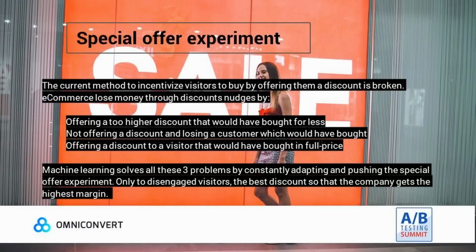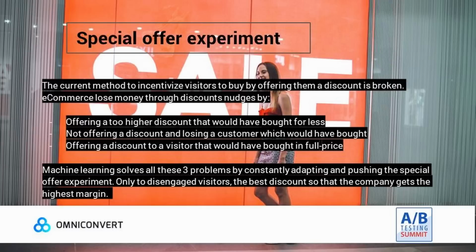Another kind of experiment that could be automated is the special offer experiment. So let's realize something. Marketeers who prompt their visitors with a 10% or 5% or 18% discount to incentivize them are always losing money because of three facts. First, they might offer too high a discount to customers that would have bought for less. Second, they are not offering the discount that would have made some disengaged visitors actually buy. And third, they are offering a discount to visitors that would have bought at full price. So eventually this diminishes the margin that a retailer has.